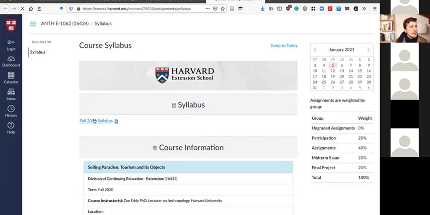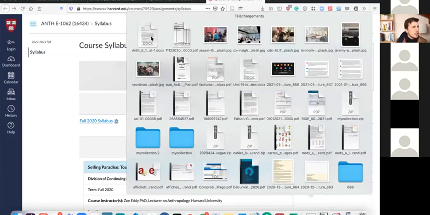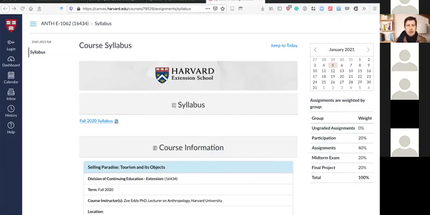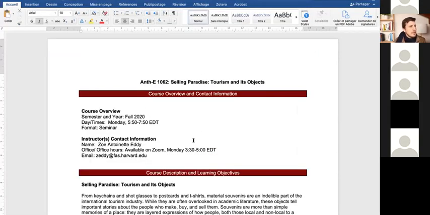Now let's look at the syllabus, and you will see that the structure of the syllabus is not at all the same as the one you are used to. It's actually usually, most of the time, much more flexible. So this is the syllabus for one anthropology course. It doesn't really matter what the content of the course is.